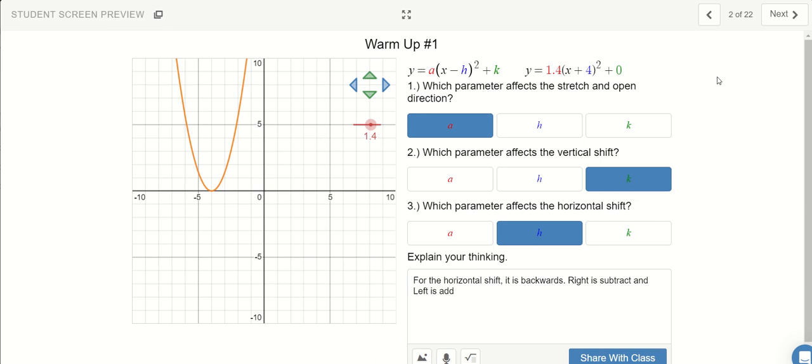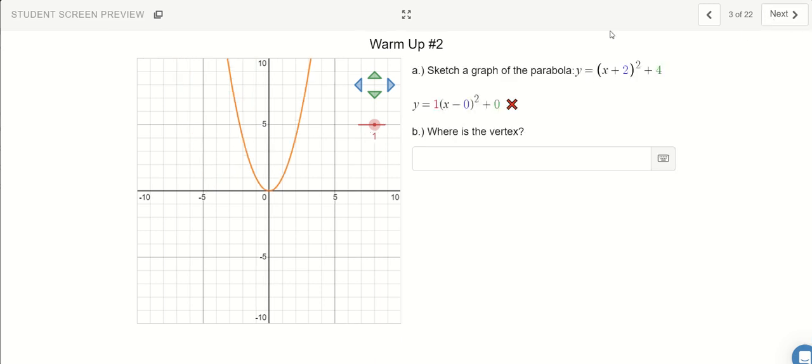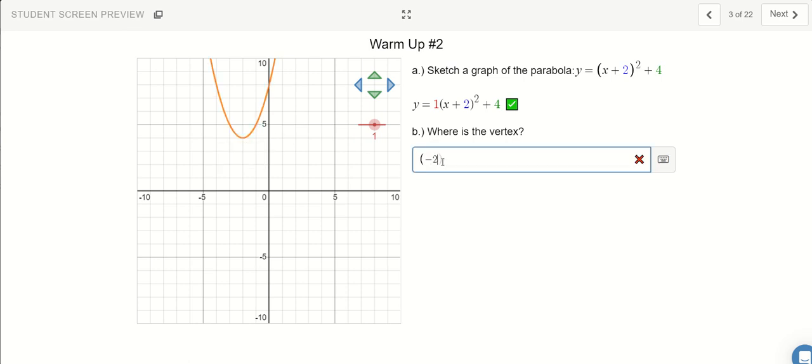Right, with that in mind, let's go ahead and sketch a couple of these graphs. So here I want a graph that's shifted +2. Again, +2 actually means I'm moving it left 2. And I want a vertical shift of up 4. 1, 2, 3, 4. So there we go. And here, the vertex is going to be at -2, 4. That's my vertex, right? It's when the graph starts to turn back around.